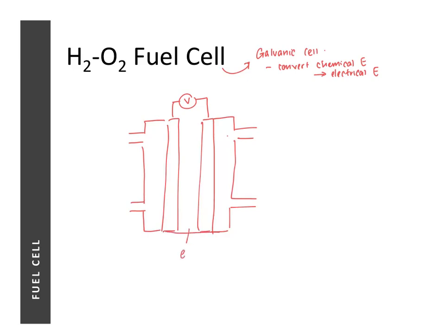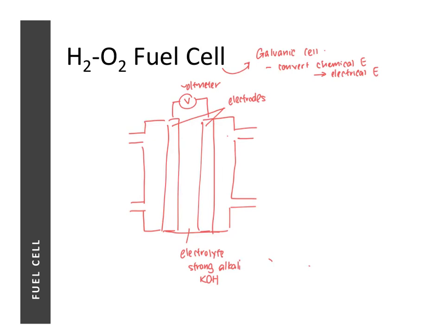And then you have your electrolyte. Okay, your electrolyte is usually a strong alkali, for example, sodium hydroxide or even potassium hydroxide. Alright, so this is your electrode, and then your voltmeter.